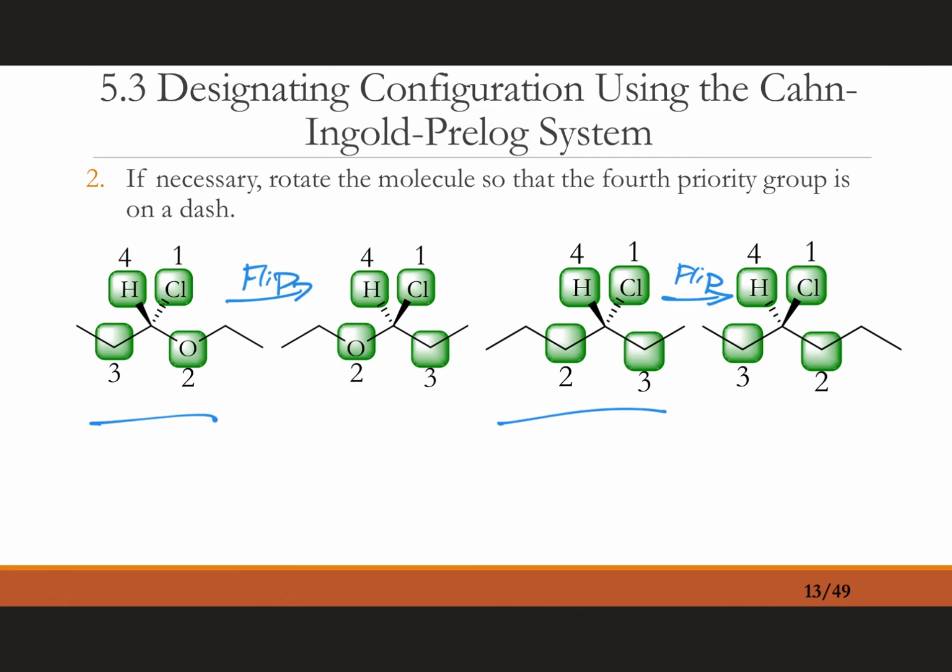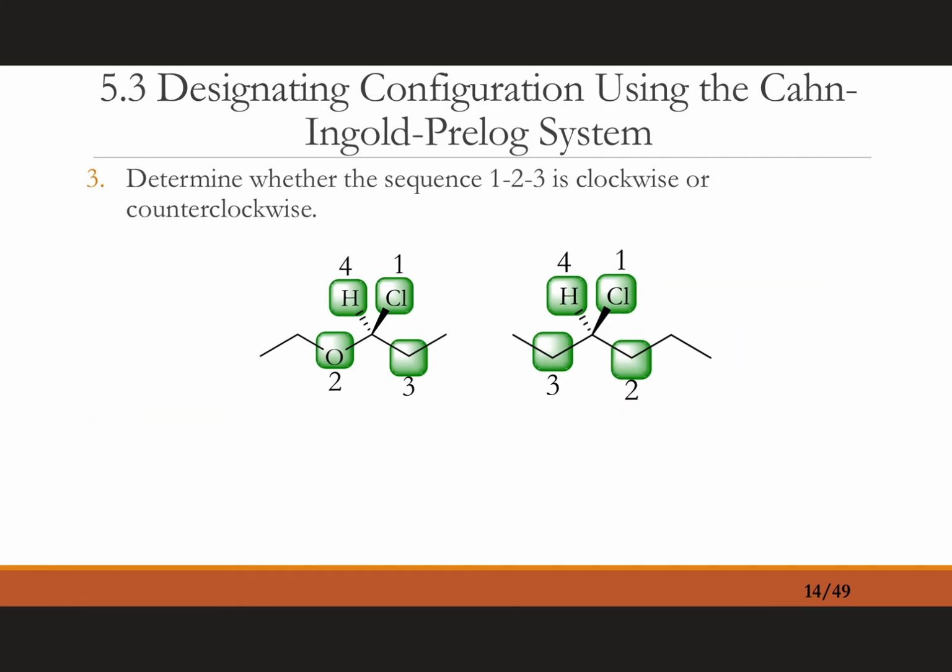And there's a reason why it's preferable. You could technically have it above or below. Like you want the lowest priority group, the fourth one, to be either on a wedge or a dash, but it's sometimes actually better to have it on a dash. All right, and so rule 3, now the two molecules have the hydrogens on the dash.